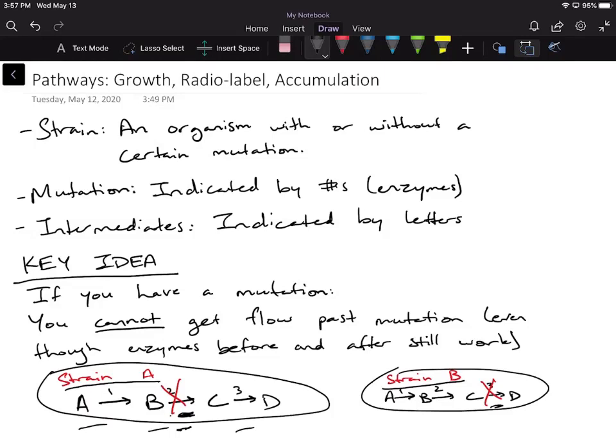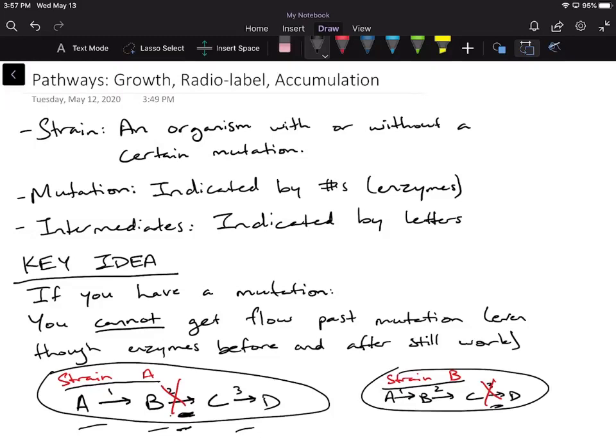So again, mutation, another key term. That's indicated by the numbers, and that refers specifically to the enzymes. So we classically think that with mutations, you can only mutate enzymes, not intermediates. So make sure you don't make that mistake, okay? And then intermediates themselves are indicated by letters.